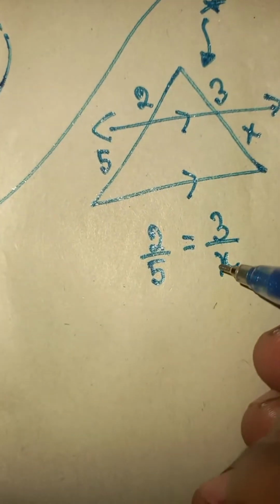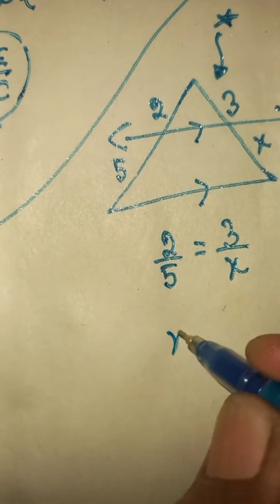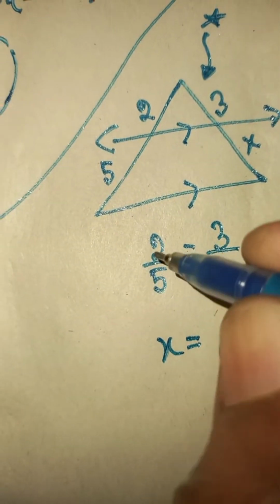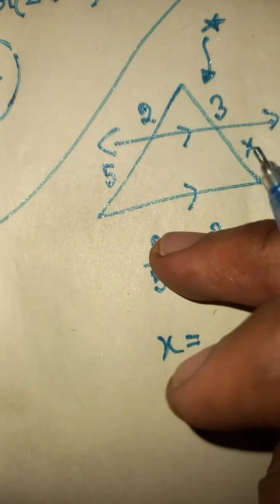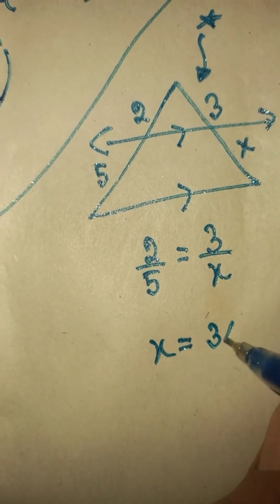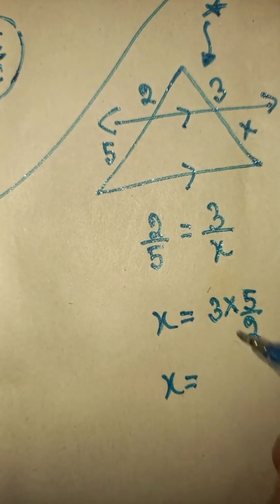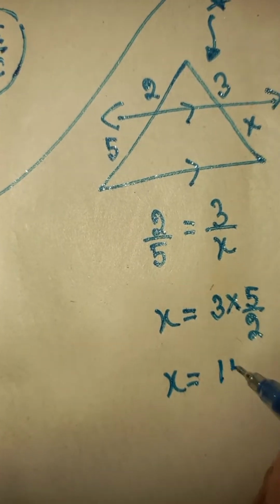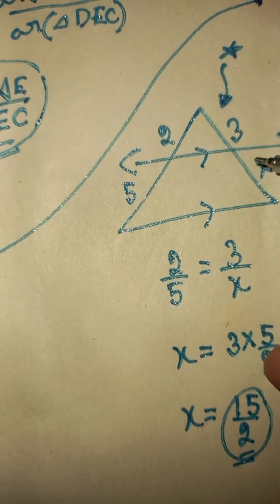You can do it out. x comes here, from the denominator it comes to the numerator, and this 2 by 5, when moved to that side, flips upside down, that becomes 5 by 2. So it becomes 3 times 5 by 2. Now the x value will be 3 times 5 is 15, so 15 by 2. That's the value of x.